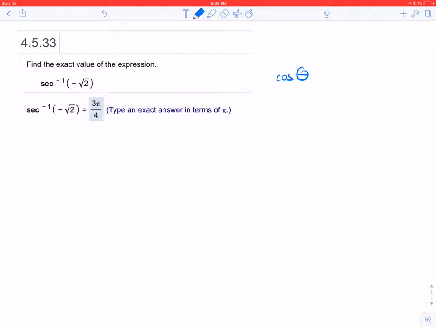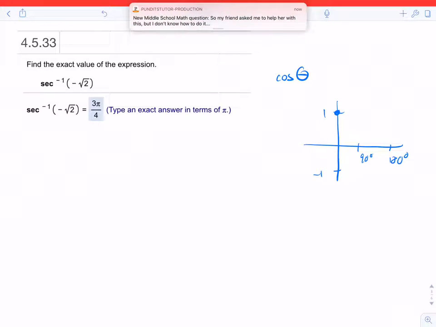I know we restrict cosine from 0, so for the graph of cosine, this is our 90 degrees, and this is our 180. It goes from 1 to negative 1. So cosine we restrict as such.